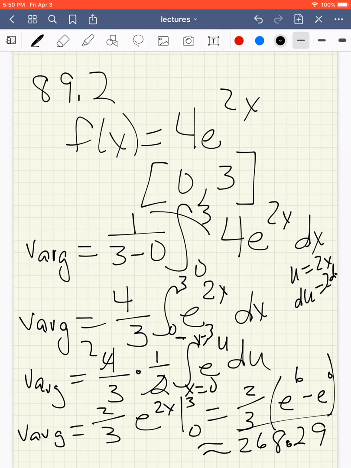Now, over on page 458, it talks about the mean value theorem for integrals. So remember the problem about the speeding ticket one? It just tells us that somewhere in that interval, the average value had to be equal to that number in order for that to have happened. Well, this is the mean value theorem for integrals.